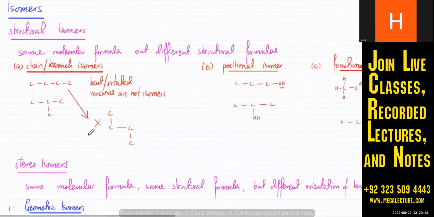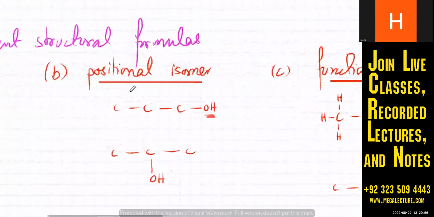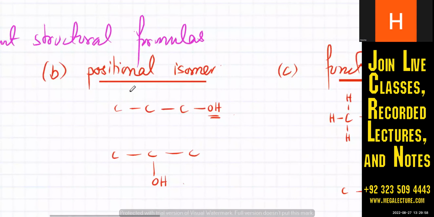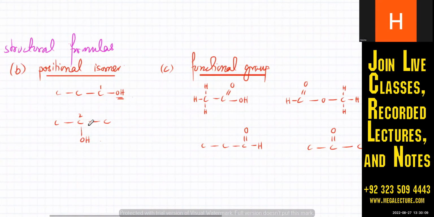Then you had positional isomers, where you had 3 carbon atoms and an OH group. The OH could be on the first carbon atom, or you can change the position. It could also be on the second carbon atom. That's a positional isomer. So you can change the position of anything in the molecule, and that will result in a different molecule, but it would be an isomer of that.